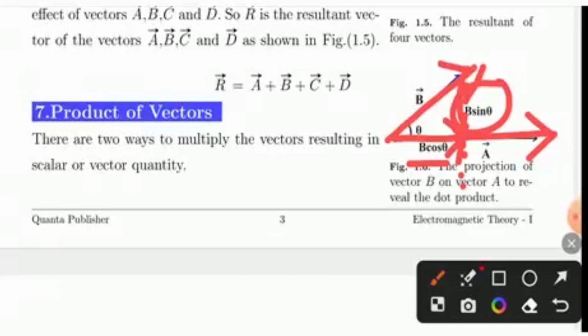Now these two components play an important role here. The component B cos theta is along the direction of vector A, so it will play a role in the dot product, whereas B sin theta is perpendicular to vector A, so it will not play a role in the dot product. So we choose B cos theta because it is in the direction of vector A.